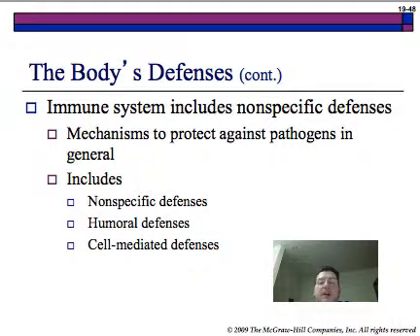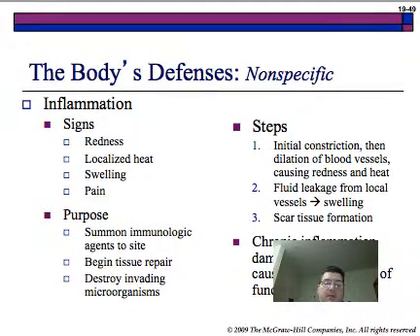The immune system includes non-specific defenses, mechanisms to protect against pathogens in general, humoral defenses, and cell-mediated defenses. Some ways you can tell there is an issue: your body's defense will show redness, localized heat, swelling, or pain. The purpose is to summon immunologic agents to the site, begin tissue repair, and destroy invading microorganisms. Have any of you ever had a cut or a sore that swelled up and got red and pussy? That's because your body is trying to heal itself.